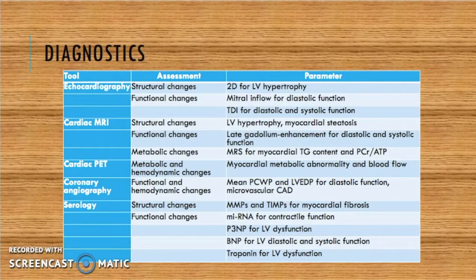In the early stages, there are only substructural changes in the cardiomyocytes, and the detection is possible only by very sensitive methods such as strain rate and myocardial tissue velocity.